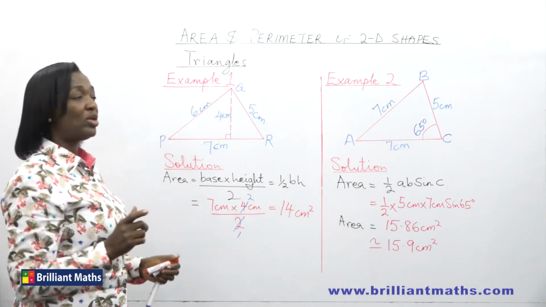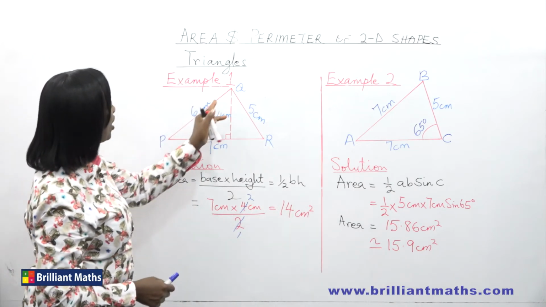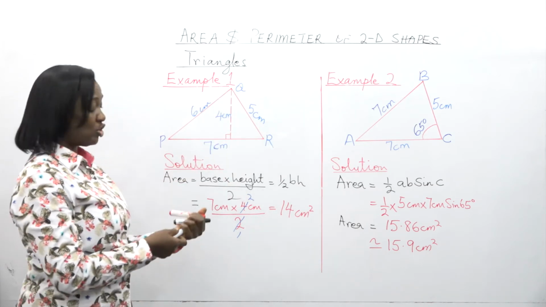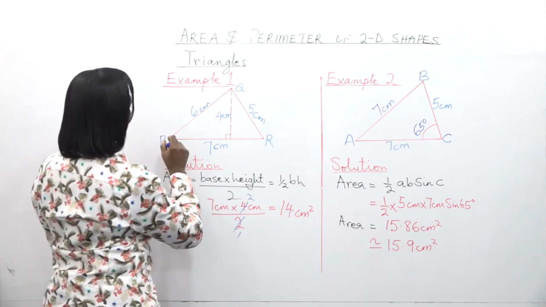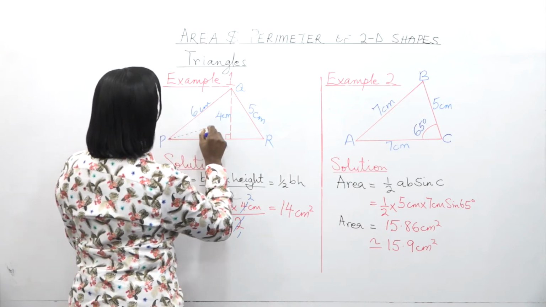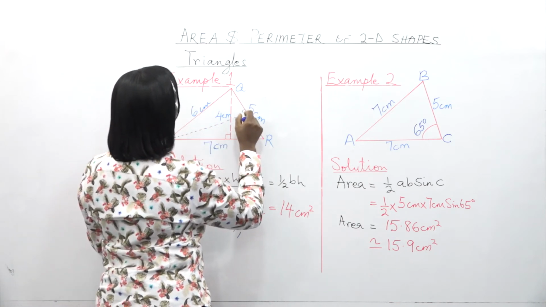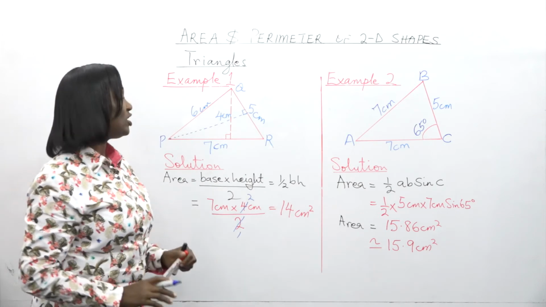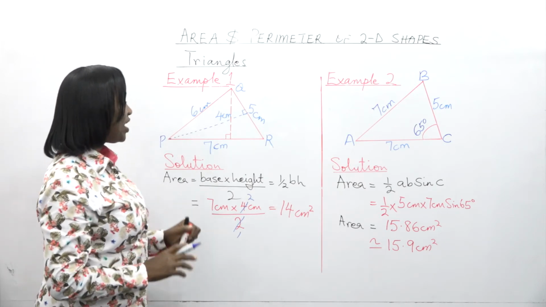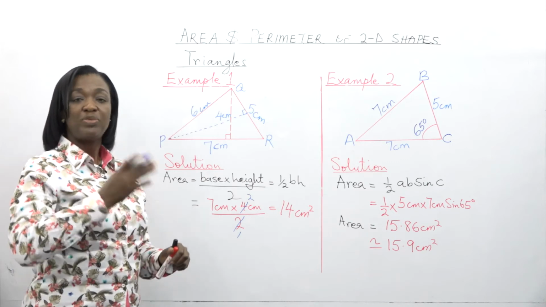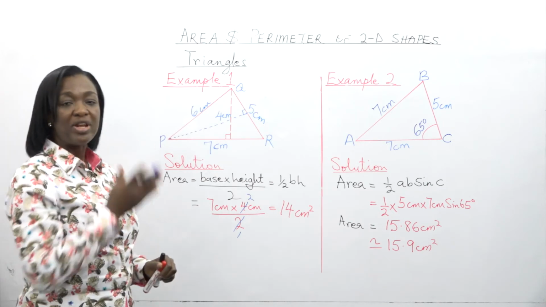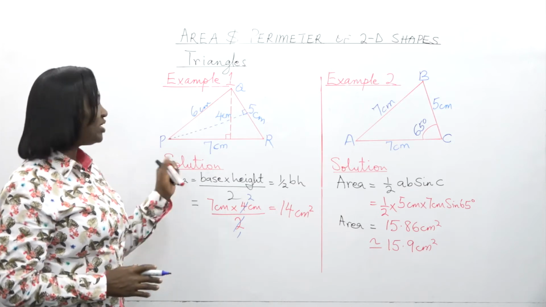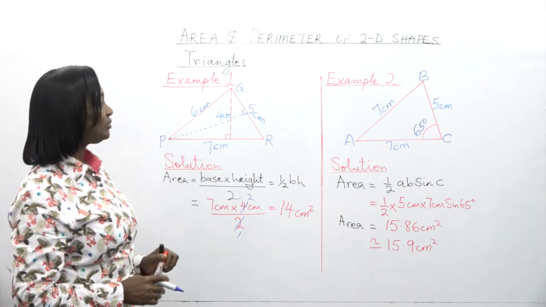But it will be good to note that if you want to use the base of 5 centimeters, then you should be finding a height that is perpendicular to 5 centimeters. So the area of a triangle is actually half base times height. But you must be careful to use the perpendicular height related to that base. So please take note of that.